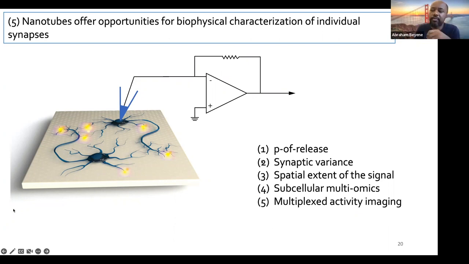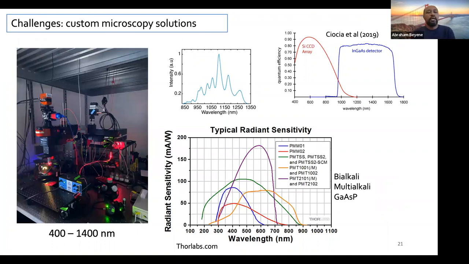where you can look at probability of release, examine if there is synaptic variance across a subset of chemical synapses, and investigate spatial extent of release, and even couple this with subcellular multiomics, where you can look at subcellular protein level or transcript level differences in these systems. All right, so those are all the applications of these hybrid nanomaterials.